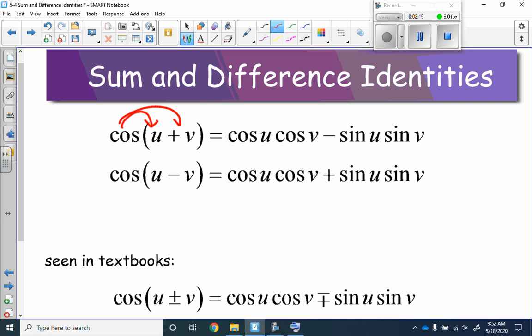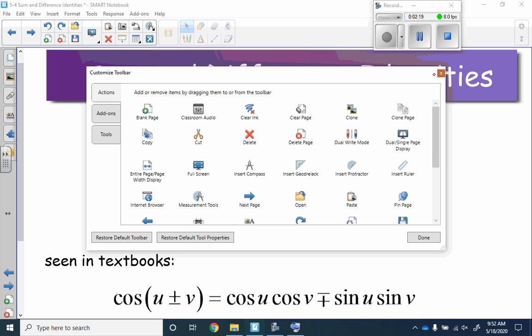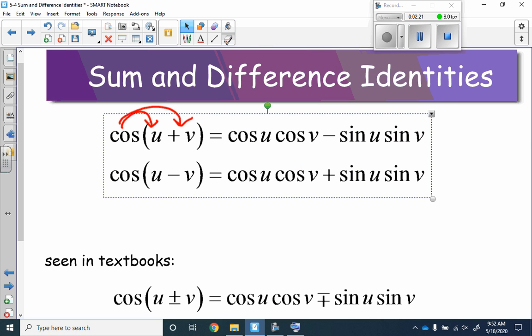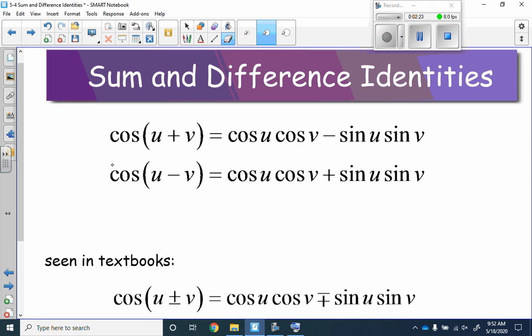You cannot distribute. Notice that that's not what this is doing. You're not distributing that cosine. There's a specific formula that we have to use here, and I'm not going to get into the proof behind it, but what I want you to realize is that you can't just distribute it. It just doesn't work that way. You're taking the cosine of this sum or of this difference, so you have to be very careful about that.